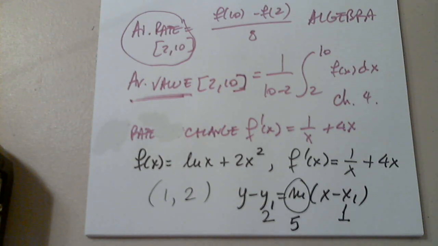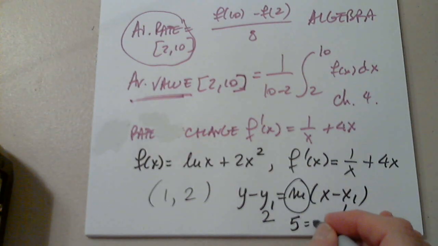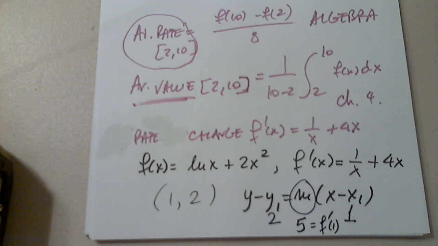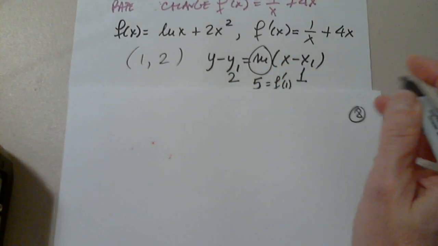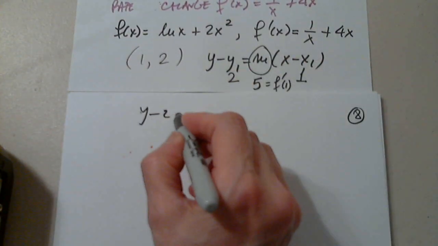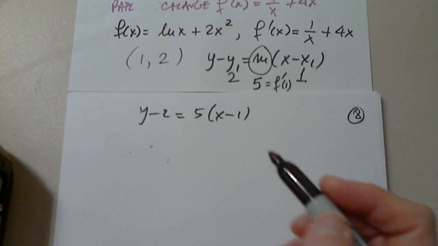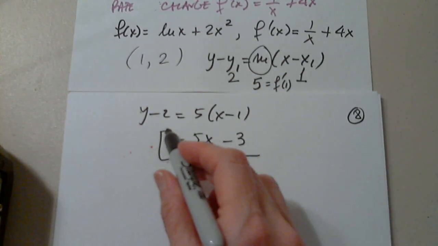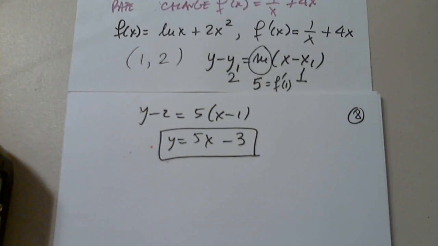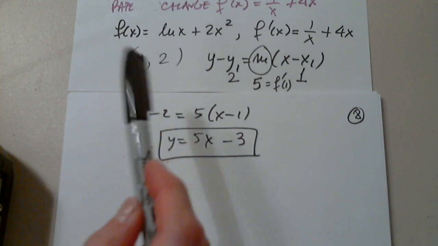So when you're asked to find the equation of the tangent line to the graph of a function at a particular point, you write the point-slope form. You find the derivative and plug in 1, and that will be your slope. So f prime of 1 is always the slope. And that's my page 8. Now you have y minus 2 equals 5 times x minus 1. So this is 5x minus 5 plus 2. This is the equation of the tangent line to the graph of the given function at the point 1, 2.